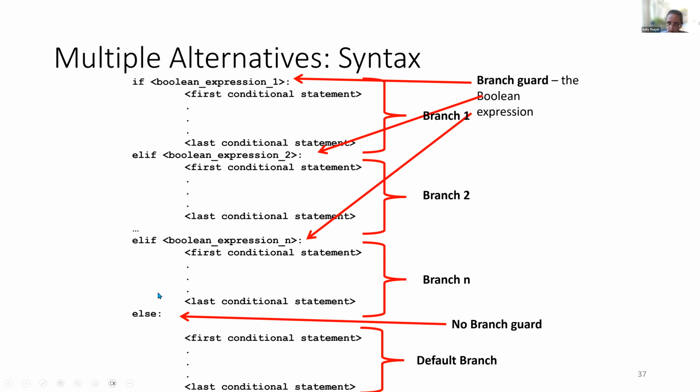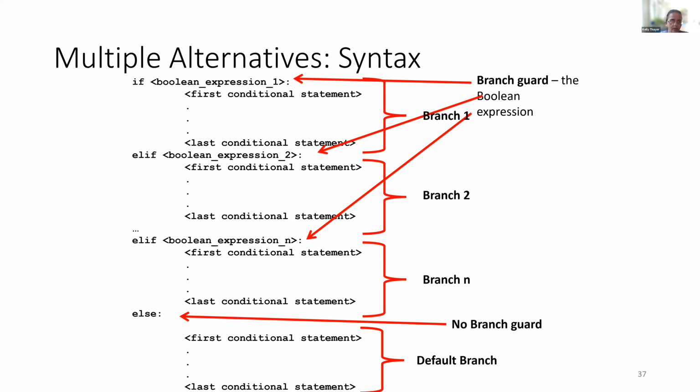Then we get down to else. So just like before, else does not take a Boolean expression because it means all of these have been false, then this one will execute. So we don't need to provide another expression. So that's why there's no Boolean expression after it. It just means none of the others have been met. So there's no branch guard. And then we have all of the conditional statements to execute. It's kind of like default.